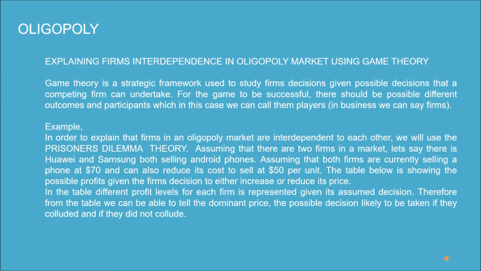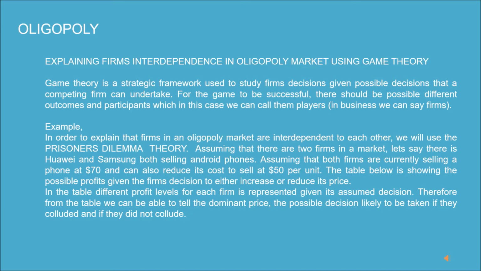Explaining firms' interdependence in an oligopoly market using game theory. Game theory is a strategic framework used to study firms' decisions given possible decisions that a competing firm can undertake. For the game to be successful, there should be different possible outcomes and participants, which in this case we can call players. In business we can say firms.